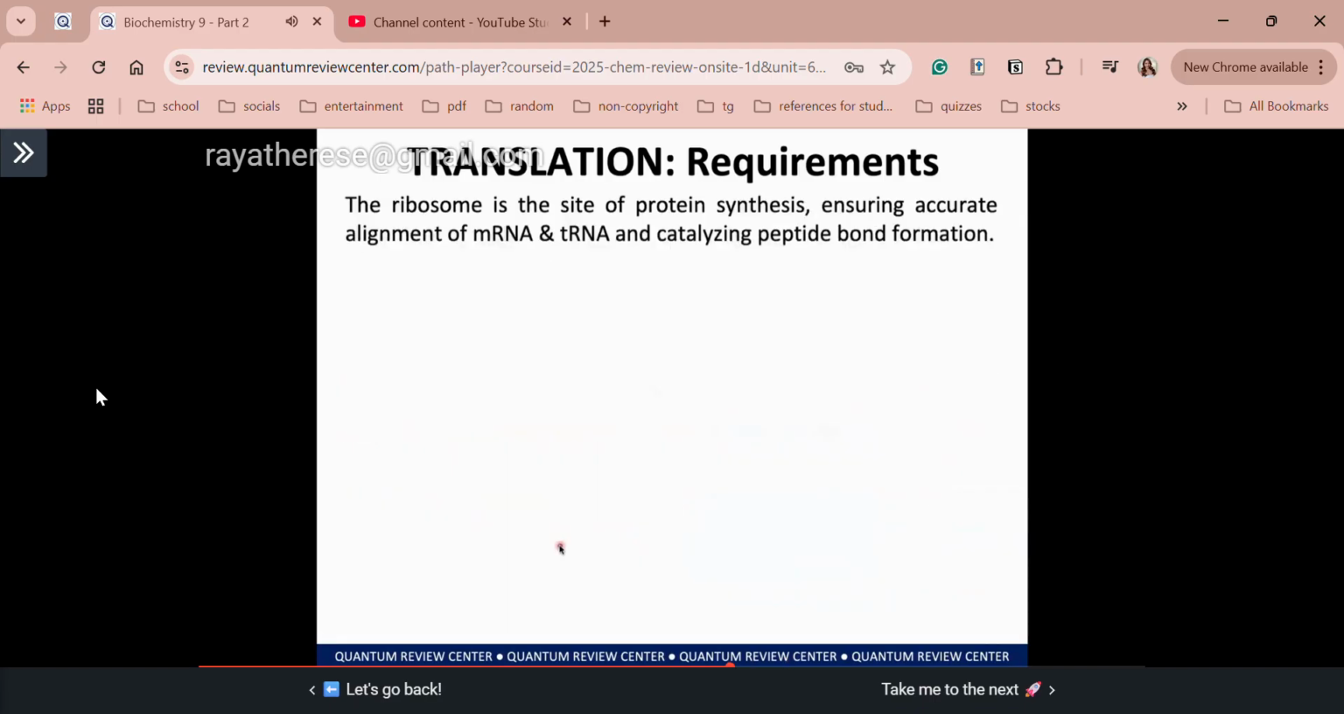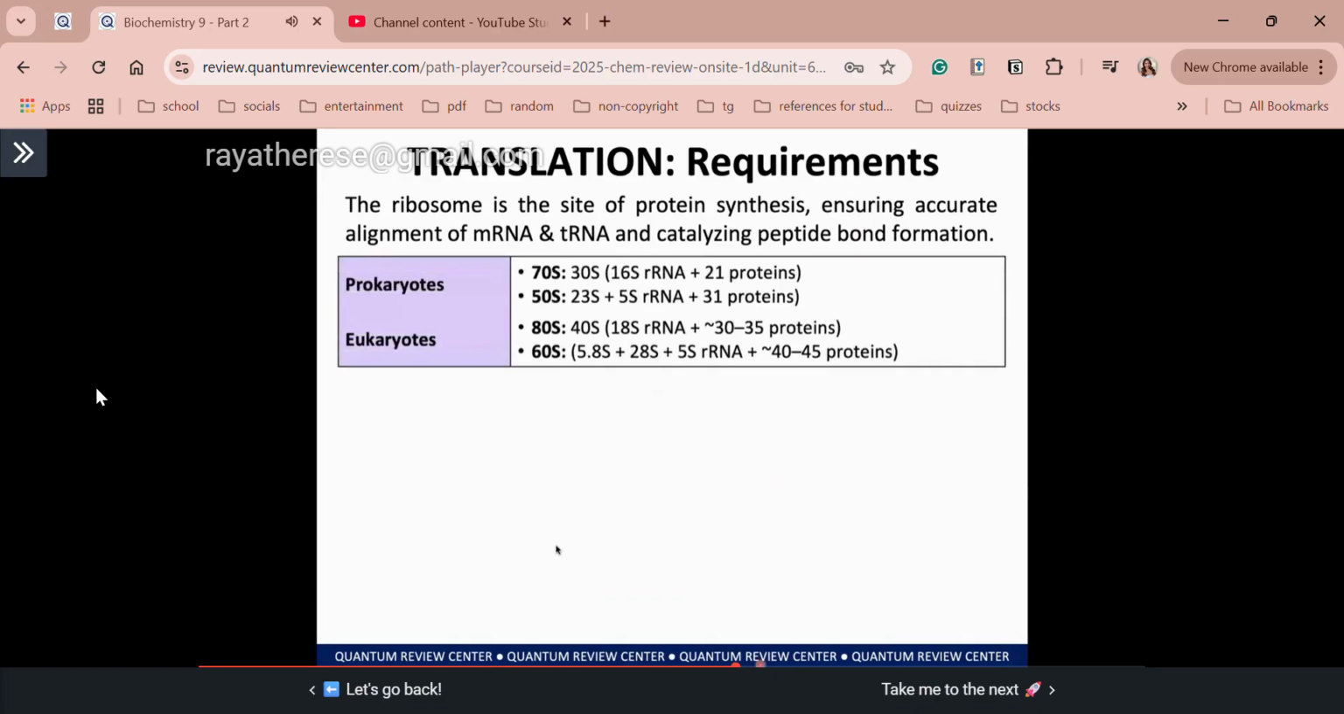Of course, done with the tRNA, we also need your ribosome. Again, this is the main site of your protein synthesis that ensures accurate alignment of mRNA and tRNA. And of course, class, your ribosome actually has an enzyme that participates in peptide bond formation. For prokaryotes and eukaryotes, they have different small and large ribosomal subunits, but no need to memorize it. It's actually hard to remember. But for the sake of our discussion, let's check.